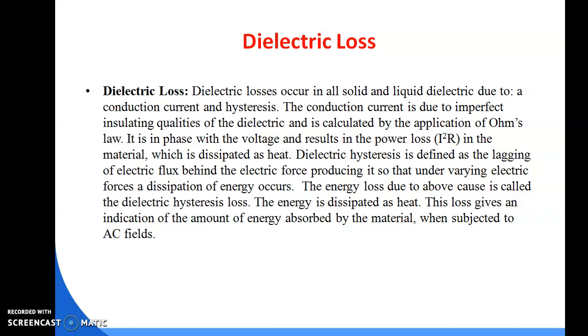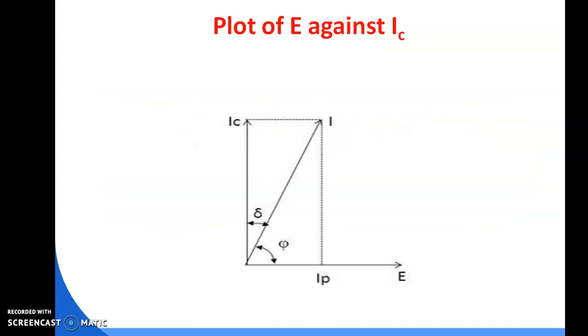According to that, IR is equal to the total AC supply voltage V divided by R. According to the capacitor, IC is equal to V by XC. So IR and XC we can find, and this is one derivation, that is P, with which you can find the power loss in case of dielectric loss. This is the plot of IC and IR, and this is the angle psi, and another angle is delta. I will clarify your doubt in the next video section on dielectric loss.